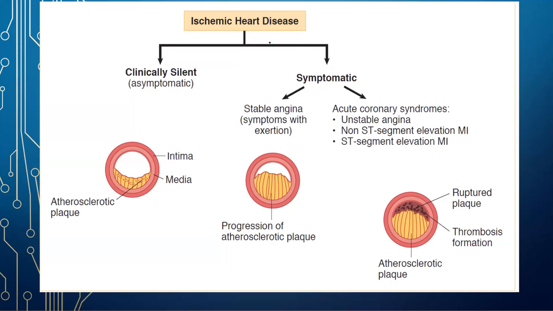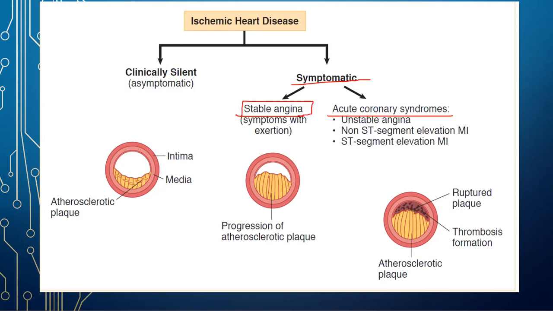So for your ischemic heart disease, there are mainly two important subtypes which you need to think about. One, it could be asymptomatic, totally asymptomatic, clinically silent, with no risk factor. That's not important for your exam. For your exam, symptomatic chest pain is important. So as I said, you divide the symptomatic chest pain into stable angina and acute coronary syndrome.